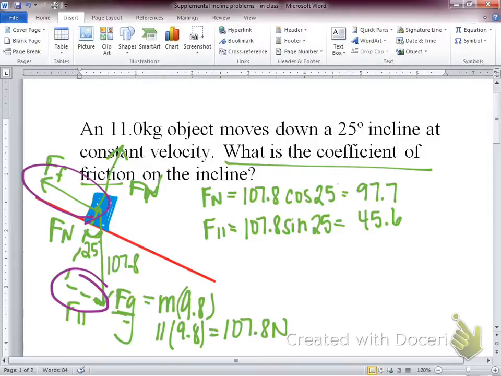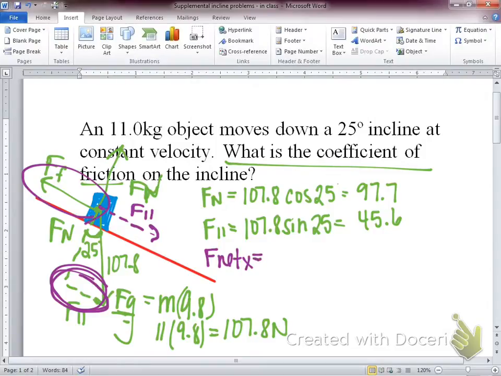Even though it's not drawn from the center, we could draw it up here if we want to. If that makes you feel better to have everything coming out of the center, that's fine. But we still have two horizontal forces. The parallel force is the gravitational force that's pulling it down the incline. Frictional force is opposing that. So let's go ahead and set up our net force equation in the x direction.